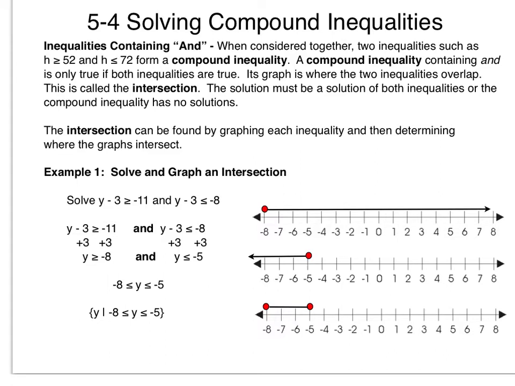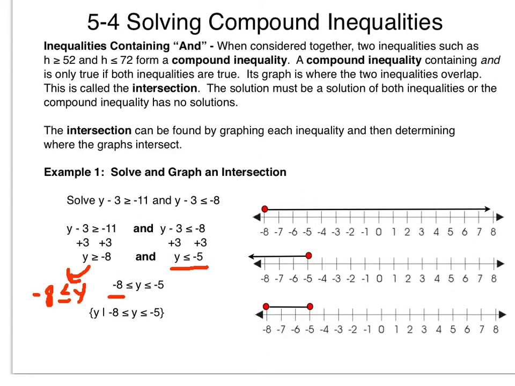What we want to do then is to show our solution with the y in the middle. In this case, if we start with the smallest number, negative 8 is the smallest number. And if we wanted to put y on the right side of our inequality here, we could do that by flipping our symbol and putting y on the right side. So negative 8 is less than or equal to y, and y is less than or equal to negative 5. In set builder notation, that would be for all numbers y, such that negative 8 is less than or equal to y, which is less than or equal to negative 5.